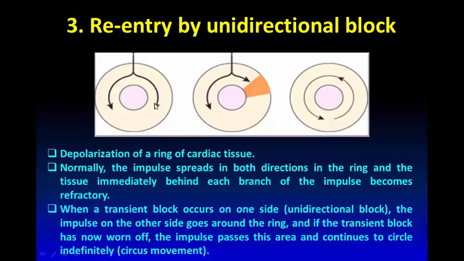Depolarization of a ring of cardiac tissue is shown in the right panel of the figure. Normally the cardiac impulse spreads in both directions in the ring, and the tissue immediately behind each branch of the impulse becomes refractory. However, when a transient block occurs on one side, this is a unidirectional block because the block has occurred on one side only. The impulse on the other side goes around the ring, and if the transient block has now worn off, the impulse passes this area and continues to circulate indefinitely, initiating a circus movement or a re-entry circuit.